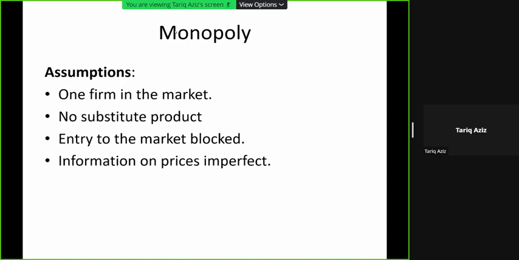Another unique feature of monopoly is that there is no substitute product available. It means that the product the firm is selling is unique. There is no other firm selling that product, and there is no substitute available in the market. This is another important feature of a monopoly market.